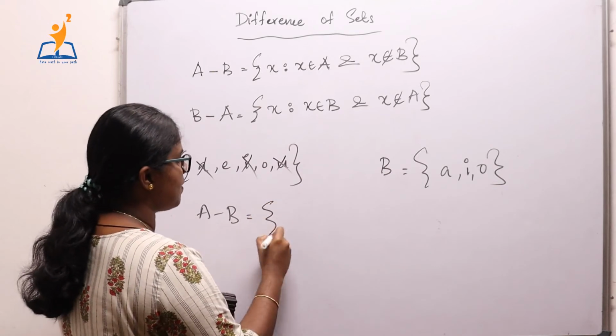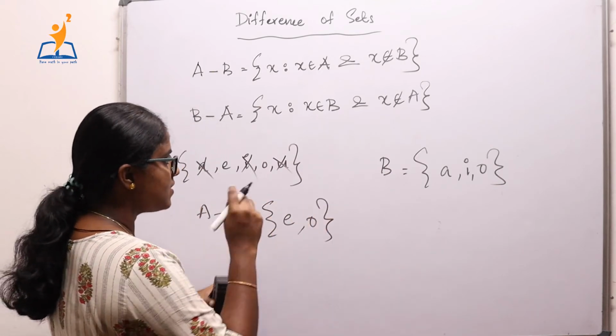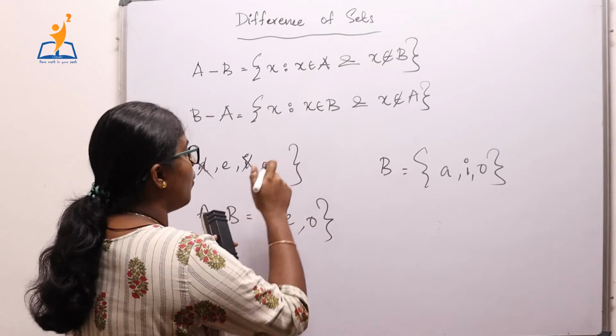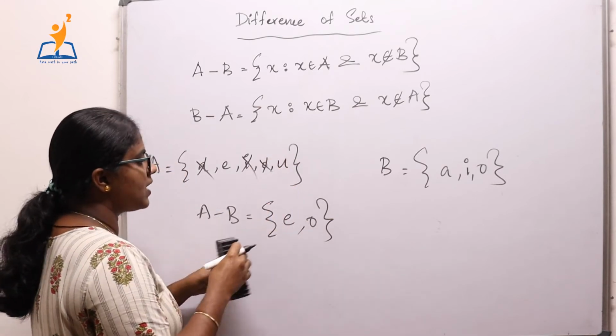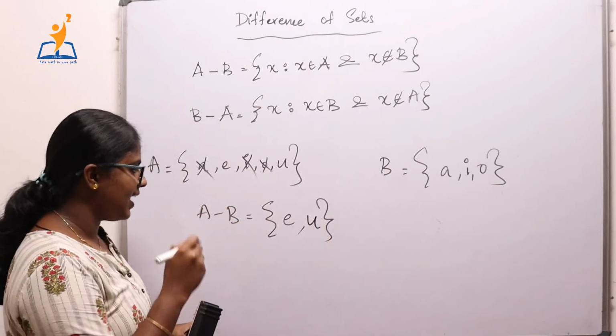So the remaining elements are e and u. So this is our A minus B.